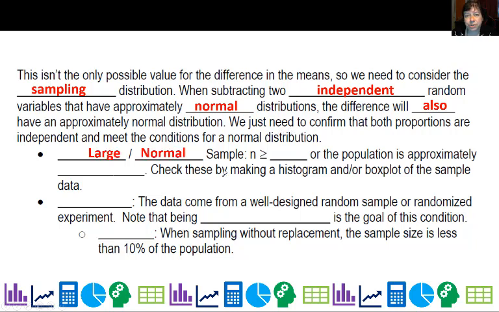The large normal condition, just like before for the confidence intervals for means, where n is greater than or equal to 30 or the population is approximately normal. And the random condition: the data come from a well-designed random sample or randomized experiment. So if you say it comes from one of those things, that's fine. Or if they say the data is representative, that's fine. If we are not replacing, which is more for surveying than experiments, then we need to meet the 10% condition.